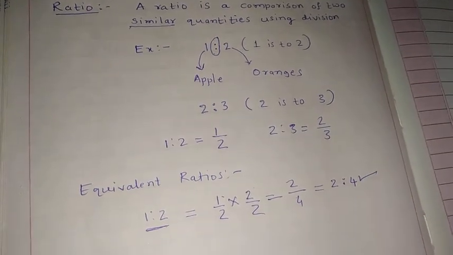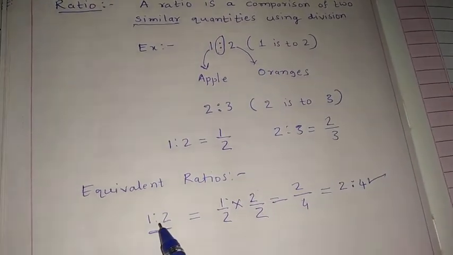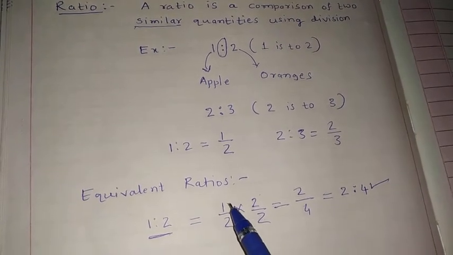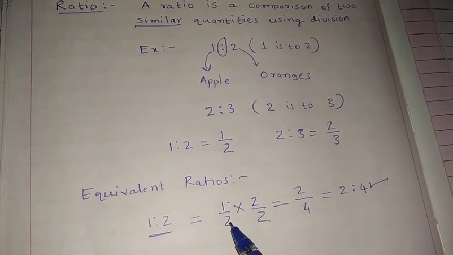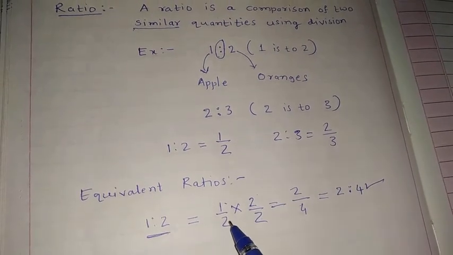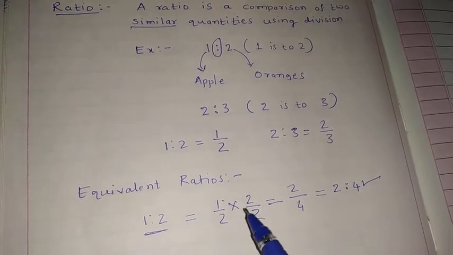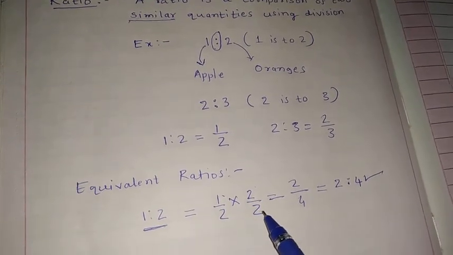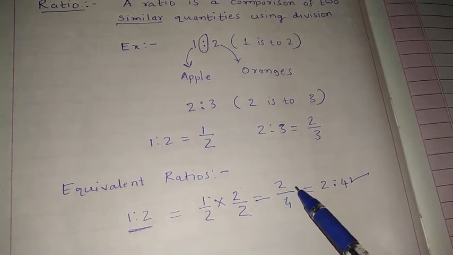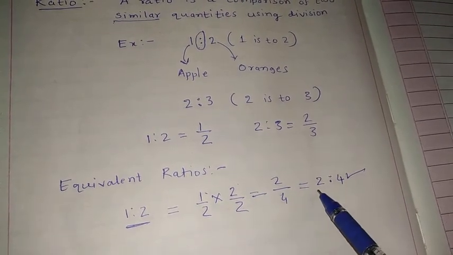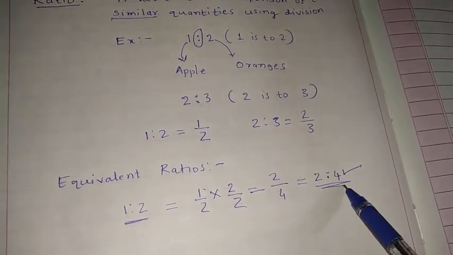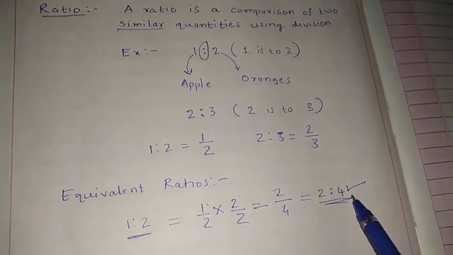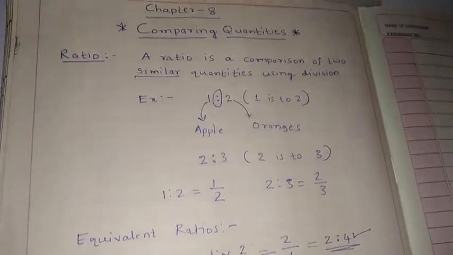So understood all of you how to get the equivalent ratios? For the given ratio, first we have to write it in the form of a fraction, and for that fraction, both the numerator and denominator we have to multiply by the same number except zero. What new fraction comes, for that again we have to write in the form of a ratio. So this 2 is to 4 is the equivalent ratio of 1 is to 2.